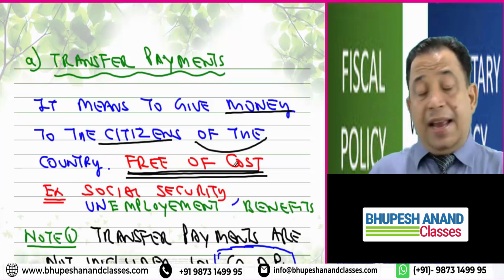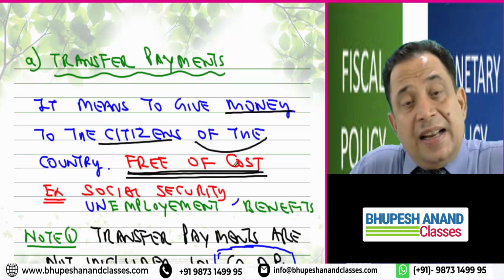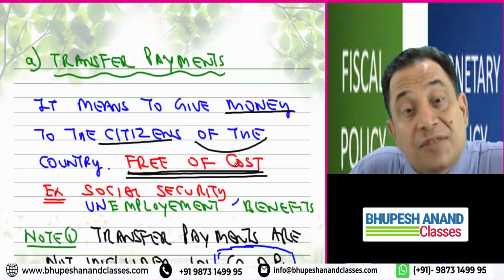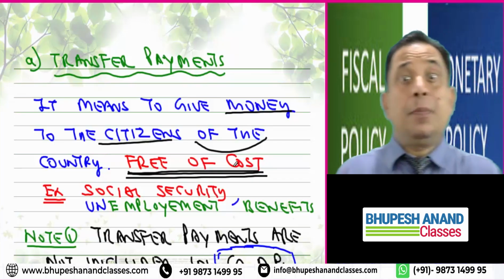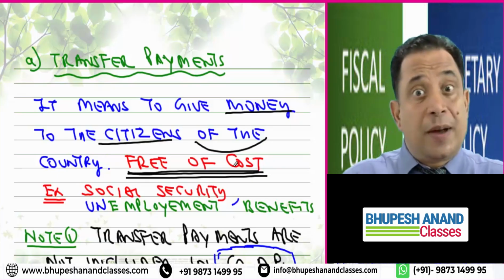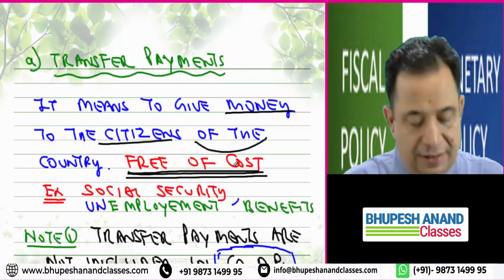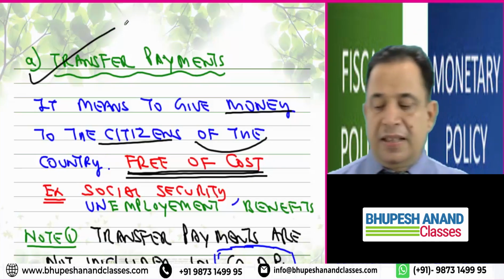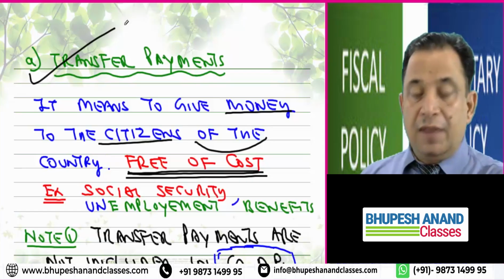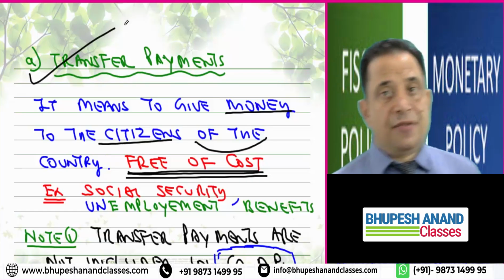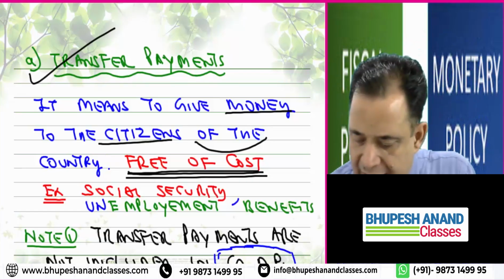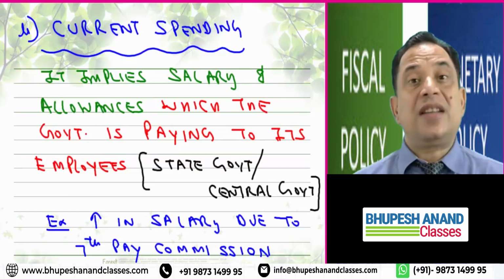Now, in the aggregate output chapter, we have discussed that GDP does not include transfer payments because these are not being produced. These payments are not being made in respect of production. So transfer payments means money given to the citizens of a country free of cost and not included in GDP. Now, what is current spending?